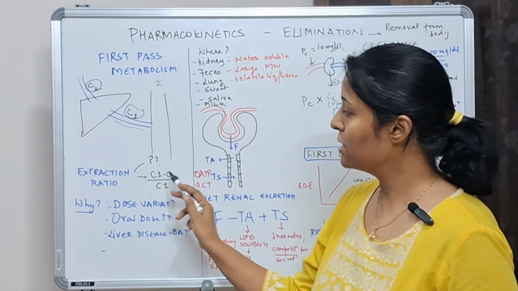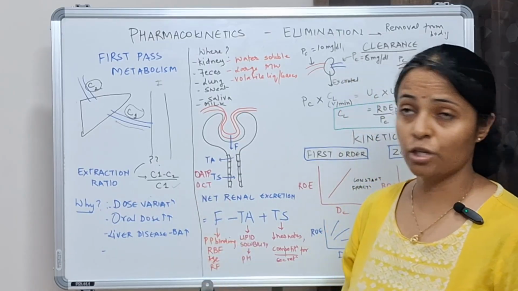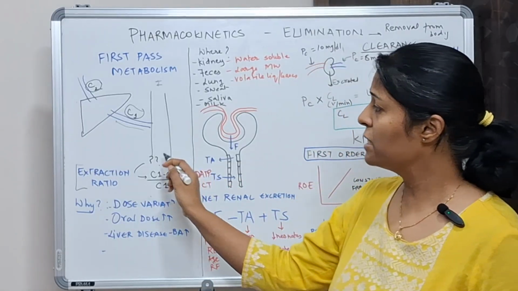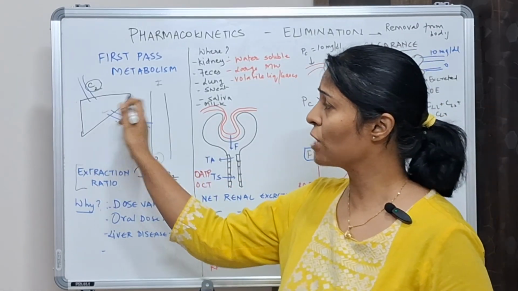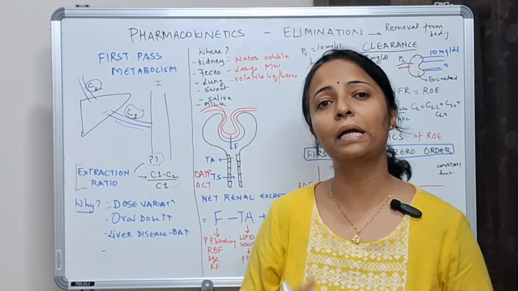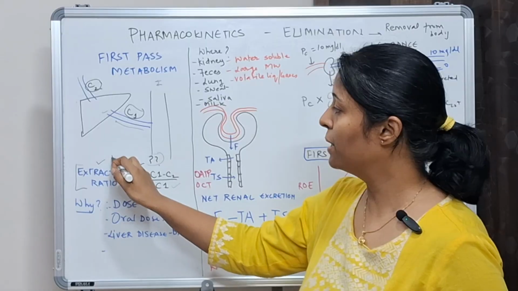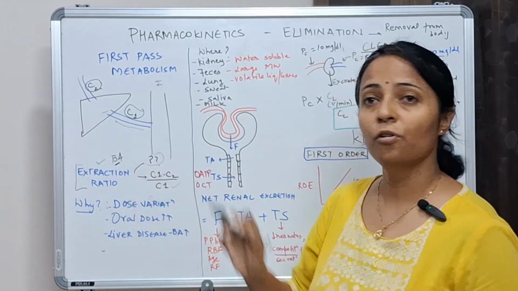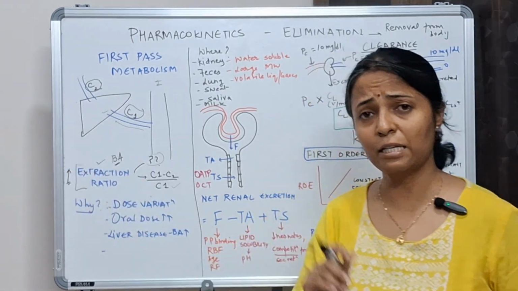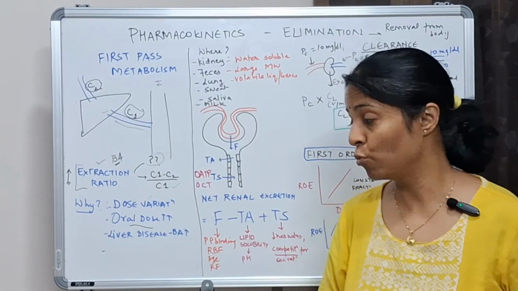If we subtract these concentrations, that is C1 minus C2, and divide it by the original concentration, this is known as the extraction ratio. That means this much amount of the drug has been extracted by the liver, removed by the liver, that is prevented from entering into the systemic circulation. So this affects the bioavailability of the drug since it has already been removed. Any drug which has a high extraction ratio, the oral dose required for that drug will be much more.